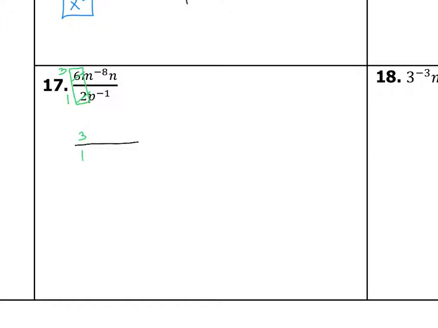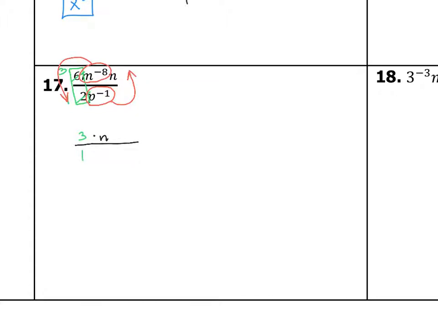Now let's look at your negative exponents. You have an m to the negative 8th here in the numerator, and you have a p to the negative 1st in the denominator. That power with m is going to come to the denominator because of the negative exponent, and that power with p is going to go to the numerator because of the negative exponent. The n stays in the numerator. It has a positive exponent, so it doesn't need to go anywhere. So I'm just going to rewrite the n now.